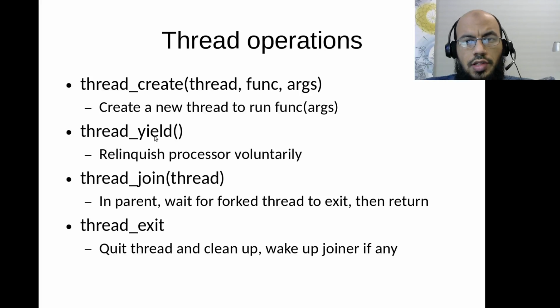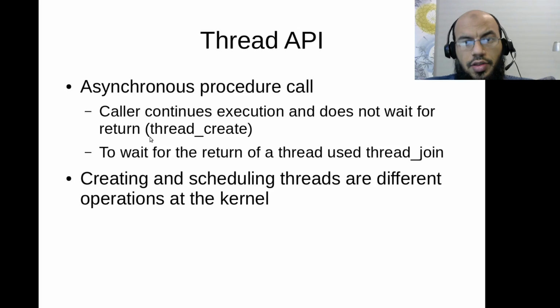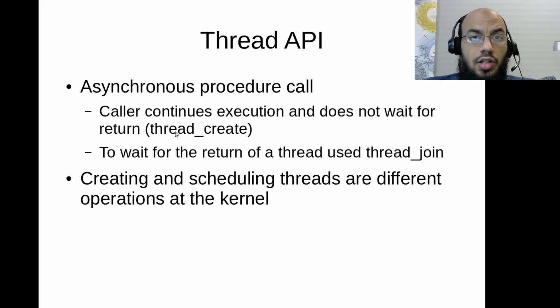So let's talk about the thread API. The thread API is actually asynchronous. It's an asynchronous procedure call, meaning that when you call create thread, the caller should continue execution and does not wait for a return. That's the default behavior. But if you want to wait for the child thread, then you have to explicitly call thread join.